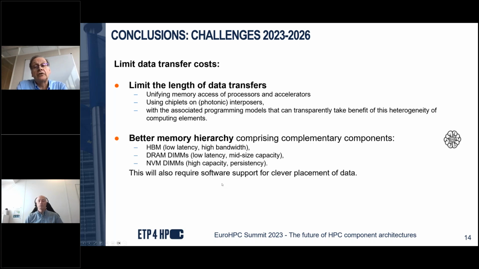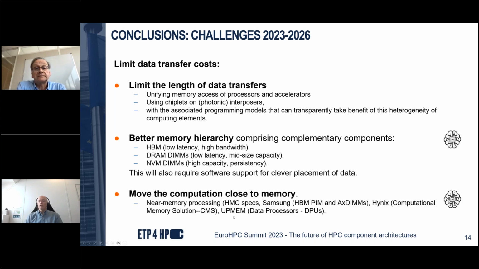Yeah, and this also allows a more fine-tuned, better memory hierarchy, really using the best characteristics of all the technologies. So, for example, HBM, which has low latency and high bandwidth, DRAM, which has low latency and middle-sized capacity, and a non-volatile memory, which has persistency. So we could really have a more flexible chiplet and interposer approach. And this is very important also for the new kinds of computation, like the ones we have for artificial intelligence. And of course, if we have a more optimized memory hierarchy, the software needs to take account of this. So the placement of data will be a major challenge to get the best of this new architecture.